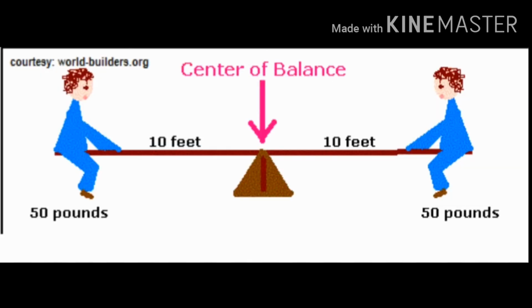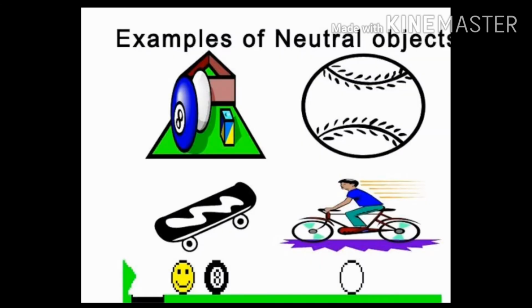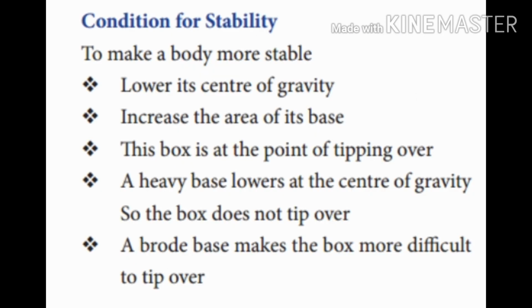Then some examples for this. This is known as stable equilibrium. This is the example for unstable equilibrium. And the ball and skateboard, these are all examples of neutral equilibrium. Is it clear? So we have some conditions for the stability.